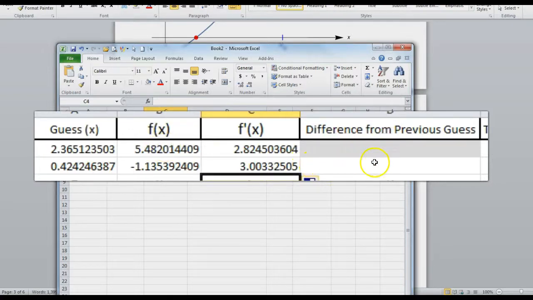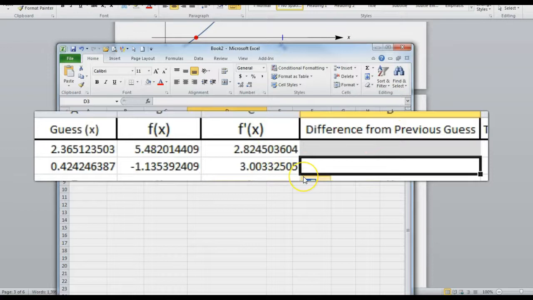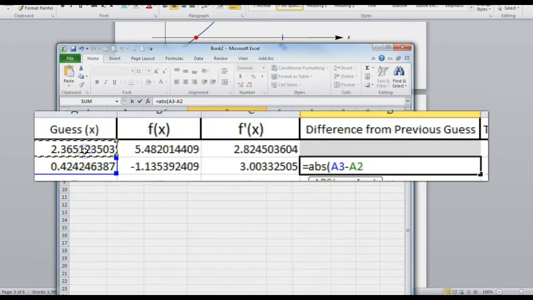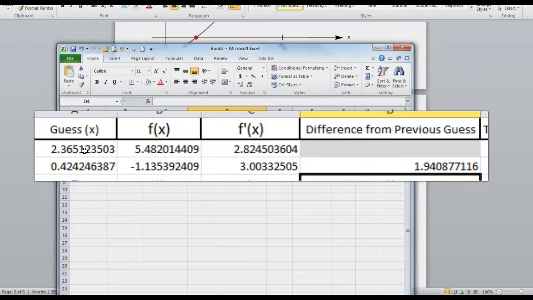Now there is a previous guess, so I need to subtract these. So I'm going to do equals absolute value. Because this is a positive number, we want to do the absolute value just in case one's bigger than the other, and that can happen. So our new guess minus our previous guess, how close are they? 1.94. Definitely not within our tolerance. So we'd have to do it again.